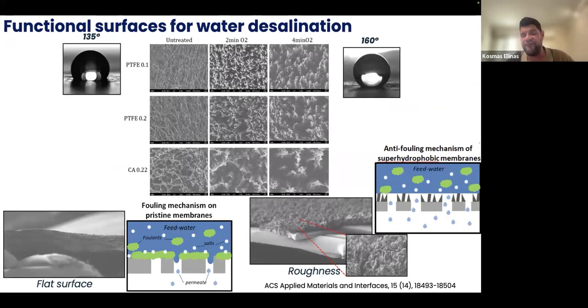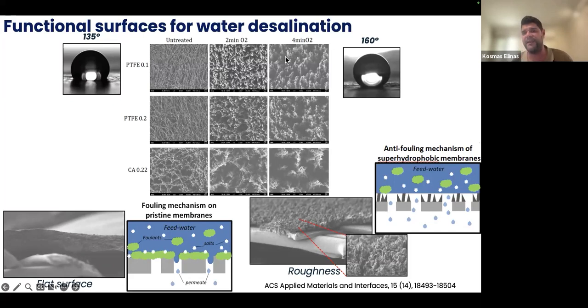The next application of functional surfaces is to use technologies related to transforming commercial membranes to superhydrophobic ones, like the ones you can see here. So we have three types of commercial membranes. This one is PTFE 0.1, which has the smallest pores, let's say. This is the same material with slightly larger pore, and this is cellulose acetate, which is a hydrophilic material that is not intended to be used for water desalination.